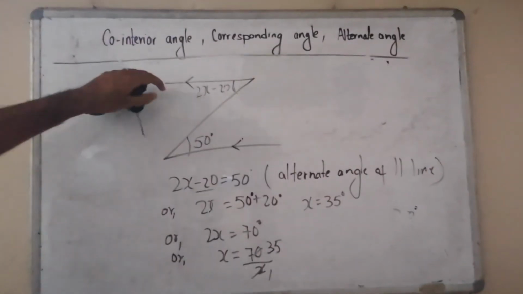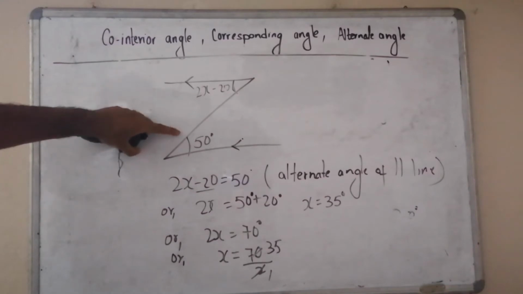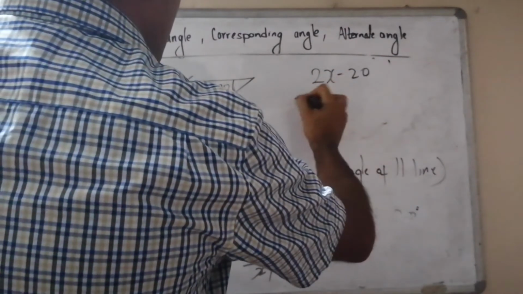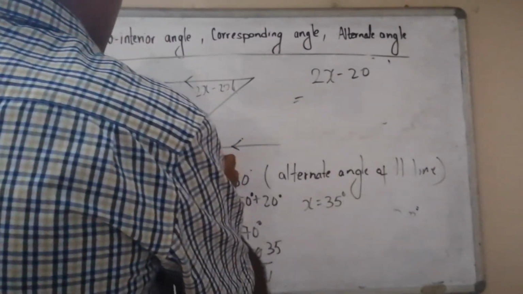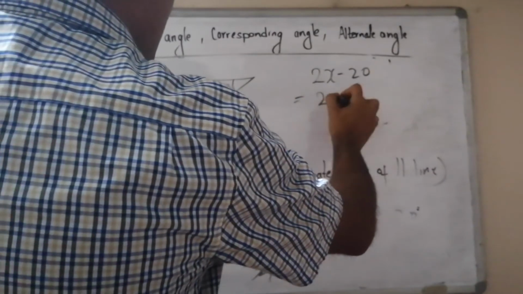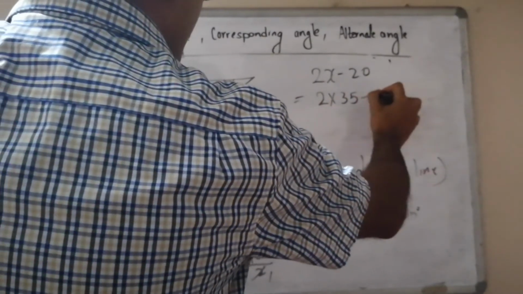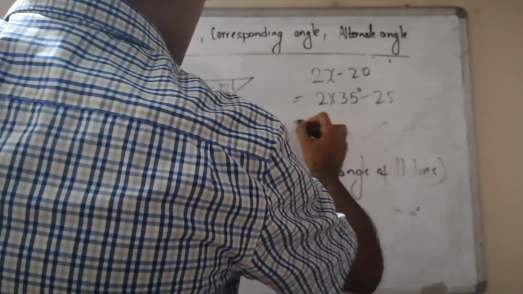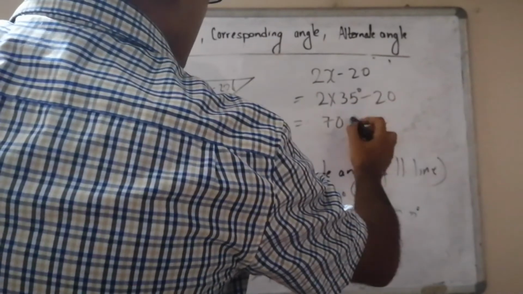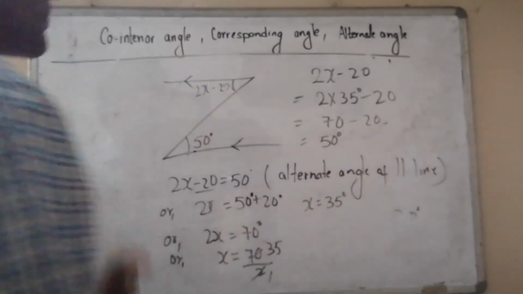So if you want to find this angle, then it becomes obviously 50 degree. So you can try it here. 2x minus 20, that is not necessary. If it is already 50, then you can say the 2x minus 20 is 50, but I'm going to solve it to show you. 35 times 2 is 70, sorry, this one is 20. 70 minus 20, it becomes 50 degree here.